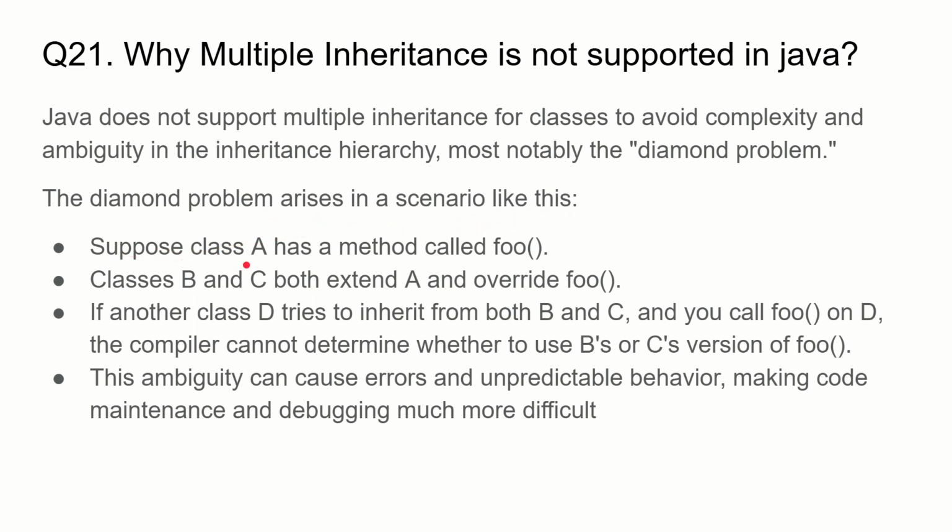For example, say there is a class A, it has a method called foo, and the classes B and C both extend A and override foo. If another class D tries to inherit from both B and C and call foo on D, the compiler cannot determine whether to use B's foo method or C's version of the foo method. This ambiguity can cause errors and unpredictable behavior, making code maintenance and debugging more difficult. This is the reason why multiple inheritance is not supported in Java, and this is the diamond problem in Java.